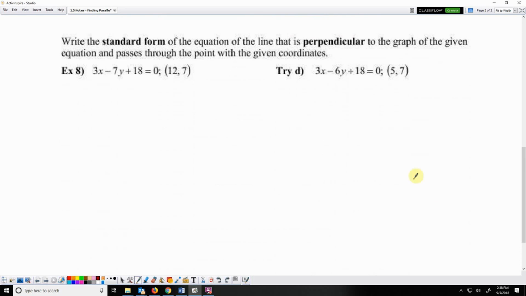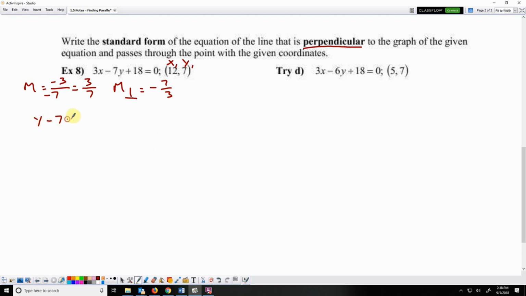Nearly the same instructions here, except this time we're doing a perpendicular line. So I still start with the slope, opposite of a over b, which is negative 7, so I get 3/7. But now I want the slope of a perpendicular line, which is the opposite reciprocal, which is negative 7/3. And there's my x1, y1.